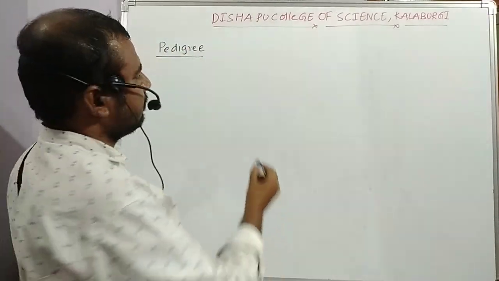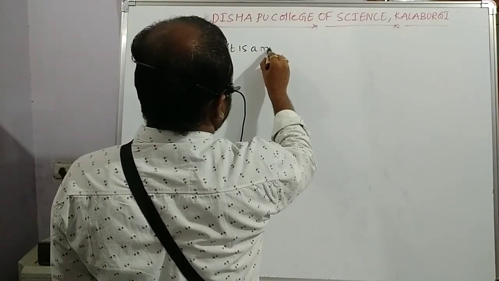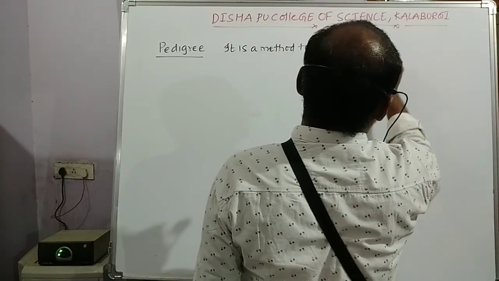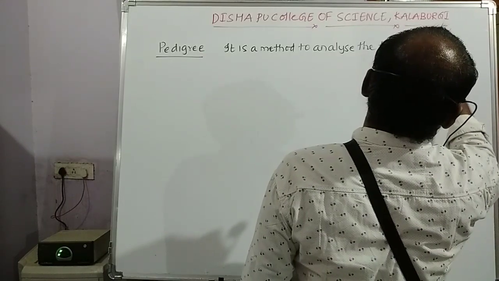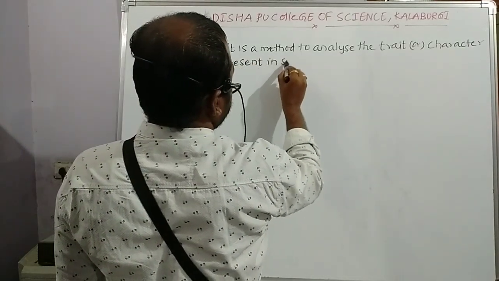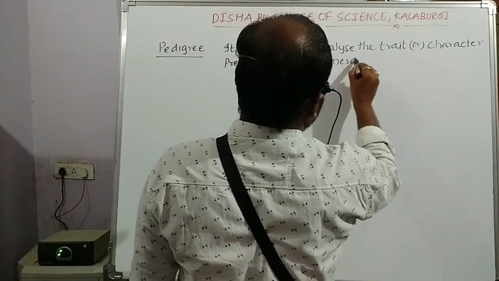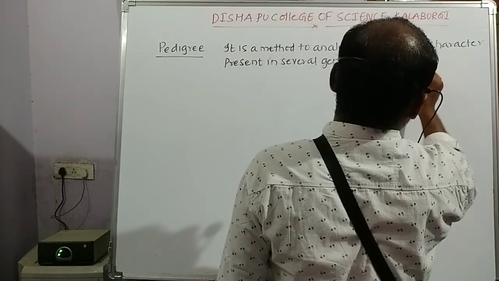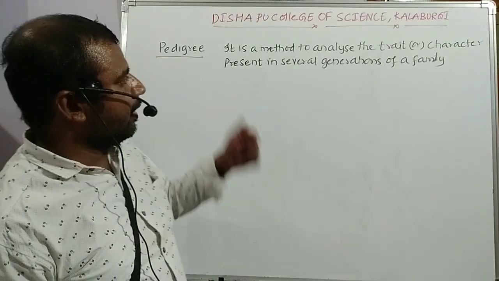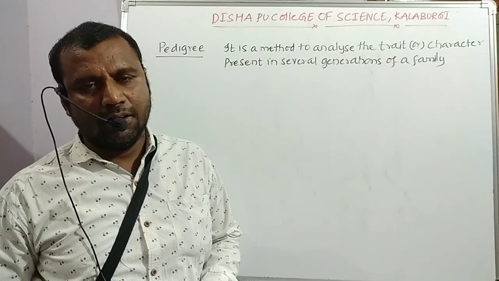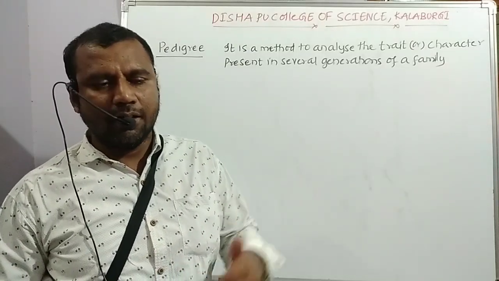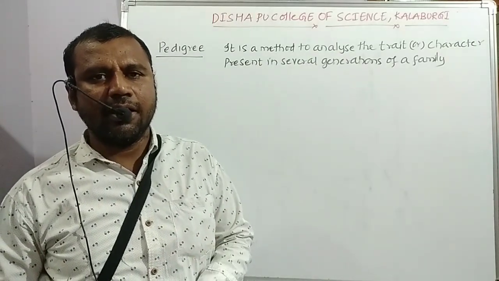So what is pedigree? It is a method to analyze the trait or character present in several generations of a family. It is called pedigree. In one family, whatever may be the number of generations, how the character is getting expressed.